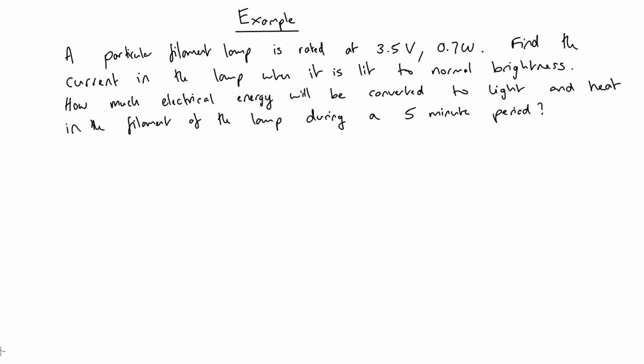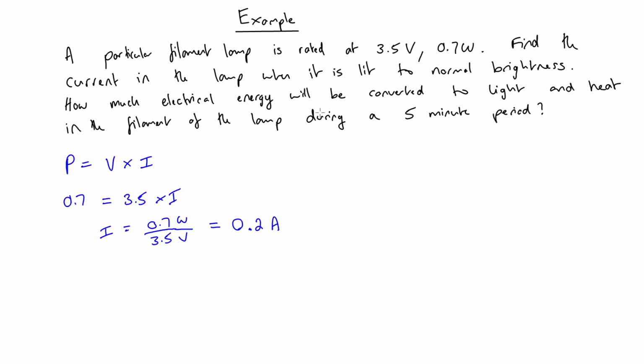We want to first of all find the current in the lamp. How could we do that? Well, we know that electrical power is voltage times current. Here I've got the power, I've got the voltage, and what we want to do is find the current. All I've got to do is say, okay, 0.7 watts is 3.5 volts multiplied by the current. So the current is 0.7 watts divided by 3.5 volts, and what you will get is 0.2 amps or 200 milliamps.